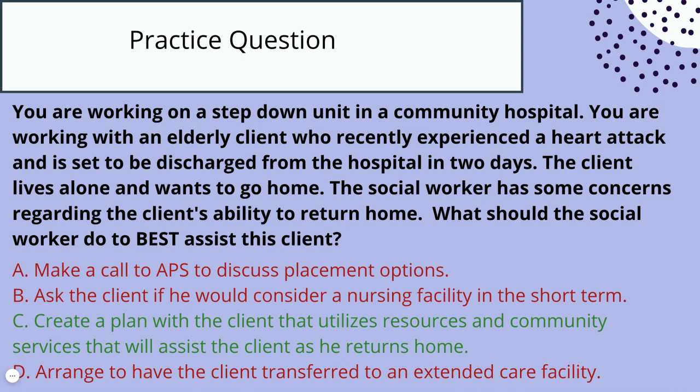Ask yourself, why is this the best answer? We have some concerns, but we're going to plan with this client, and we're going to give resources and services that can assist him. Maybe an aide will come in. Maybe someone will be able to come in and check on him. Maybe there is some insurance things that can be set up to support this client. So C is supportive. It meets the client where they're at, and it best describes discharge planning with this client.